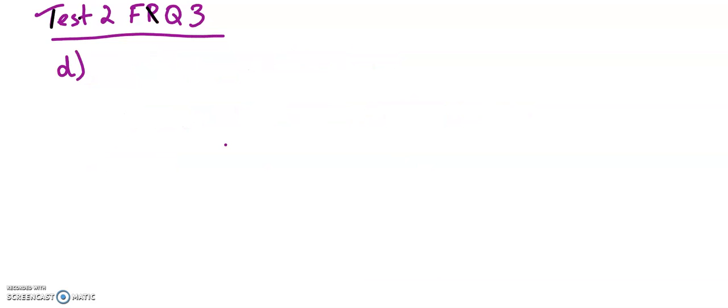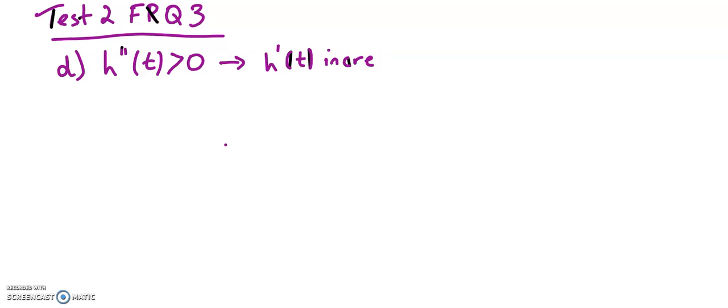All right, question D is a continuation of question C. It says, is the approximation in part C greater than or less than the actual definite integral from 0 to 15 of h'(t) dt? Give a reason for your answer. Well, again, we're told in the original problem that h''(t), the second derivative of h, is always greater than 0, so I can assume that h'(t) has to be increasing.